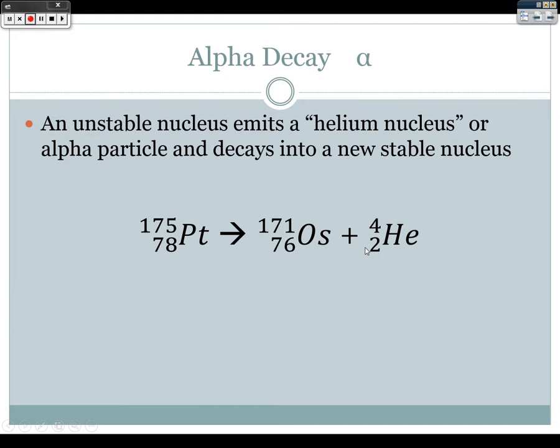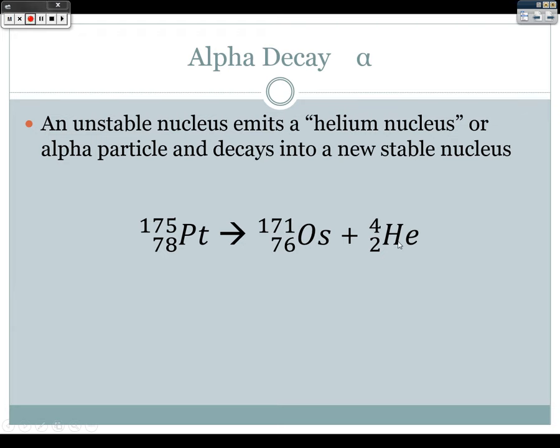76 plus 2. I will not be expecting you to look at an element and understand or predict what type of radiation it's going to undergo. What I want you to be able to do is identify different types of radiation decay, what they are, and balance these types of reactions. If I told you that platinum was going to alpha decay, I need you to understand and be able to predict the fact that it will make osmium.